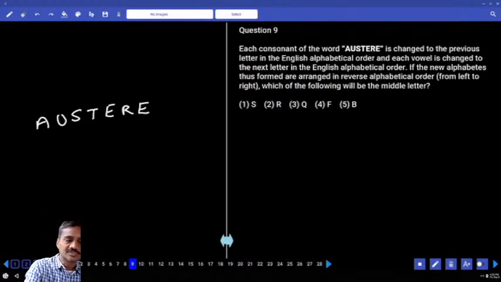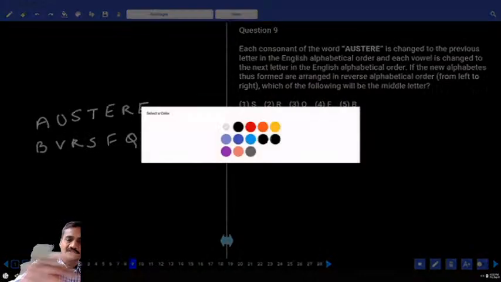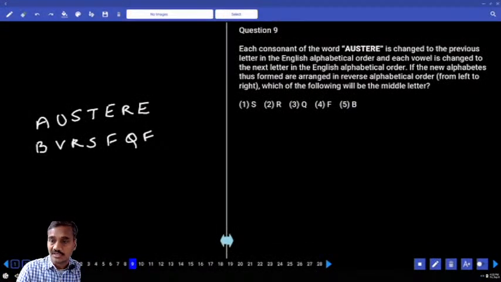Now for each of these vowels, it must be replaced with B, V, F and F, consonant minus: R, S, and this is Q, isn't it? Then all these letters are arranged in which order? Reverse alphabetical order. Then that is from left to right. Which of the following is in the middle? 1, 2, 3, 4, 5, 6, 7.